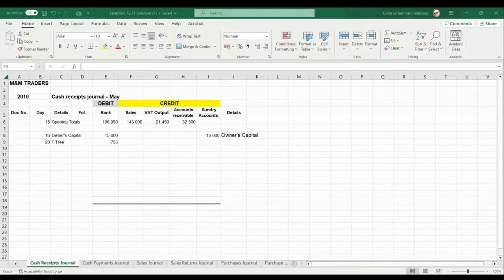Can we include it under our VAT output? Yes or no? Should we now account for VAT for this transaction?